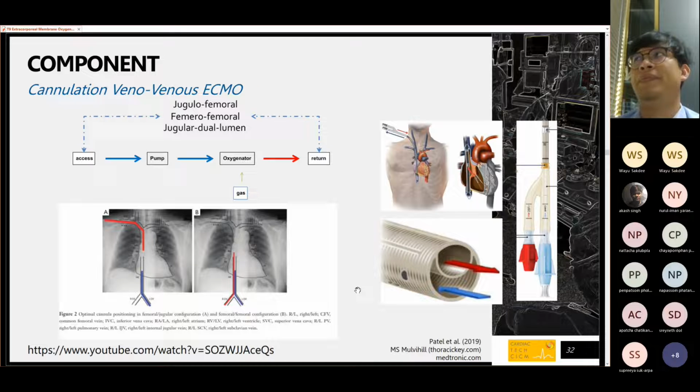And for the COVID situation, venous ECMO has become the most life-threatening support for the patient. So the usage of the dual cannula like this has become much more common. Okay.